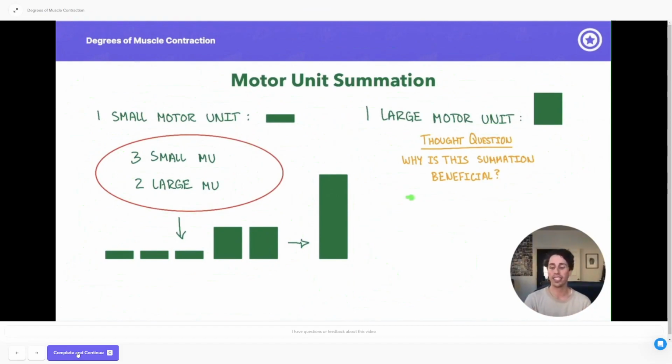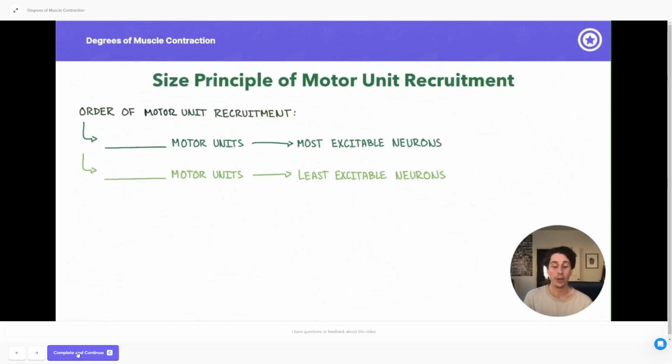So that's why this is beneficial, just because we're not going to really get fatigued because we have a lot of motor units that we can fall back on to lead to this summation. All right, so let's go ahead and talk about a certain principle that is related to motor unit summation, known as the size principle of motor unit recruitment.